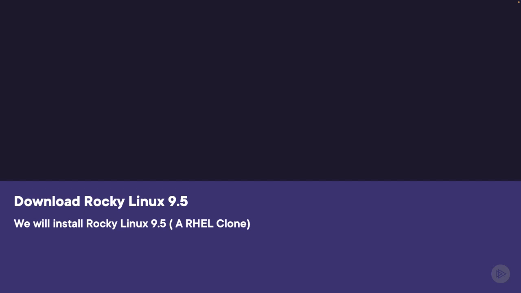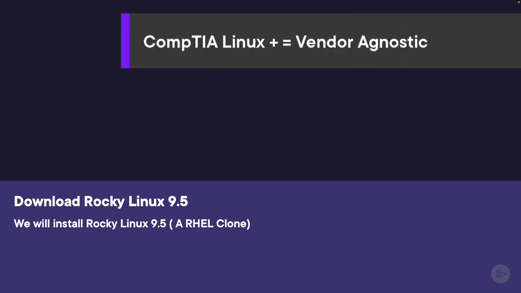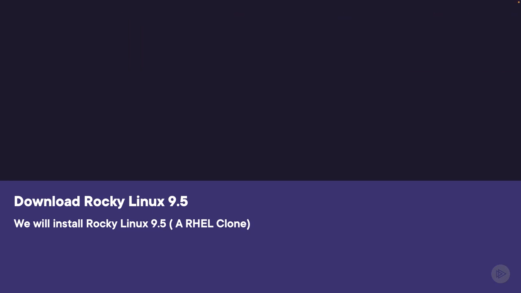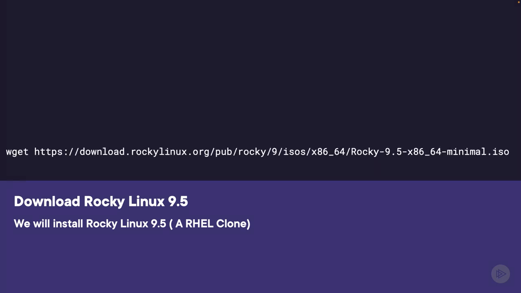We want to be working with Rocky Linux 9.5. The certification for Linux Plus is agnostic as far as the vendor is concerned, but it'd be great to get experience both on a Debian architecture, such as we're using with Ubuntu, and a Red Hat Enterprise Linux environment, such as Rocky Linux. So we can download the minimal ISO file.